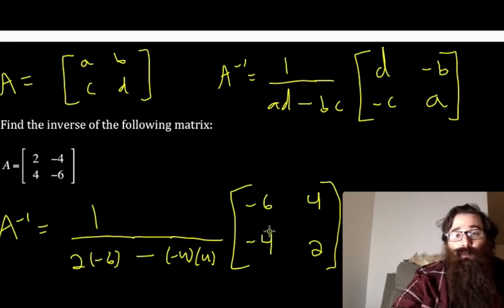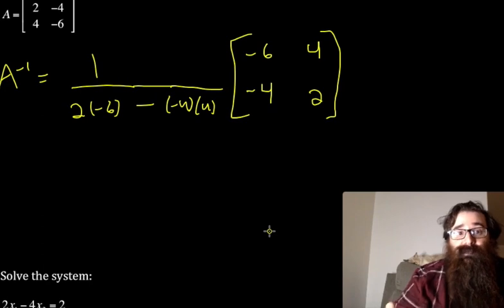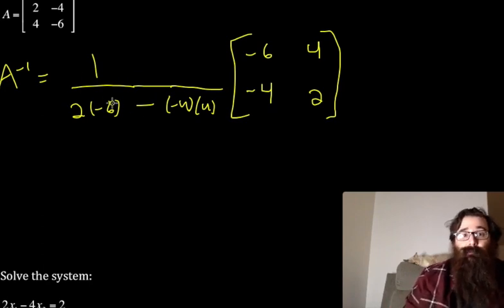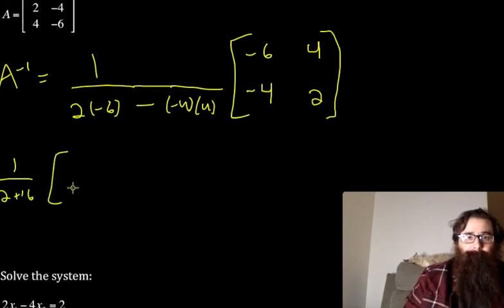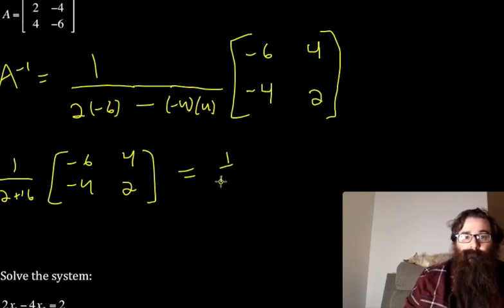Now, I'm not quite done with this. I want to actually solve for this inverse, but we just have a little bit of work left. So this is 1 over, here I have negative 12, and this is going to be plus 16. I got that double minus sign. And let's go ahead and find this coefficient. 16 minus 12 is 4, so that's 1/4.